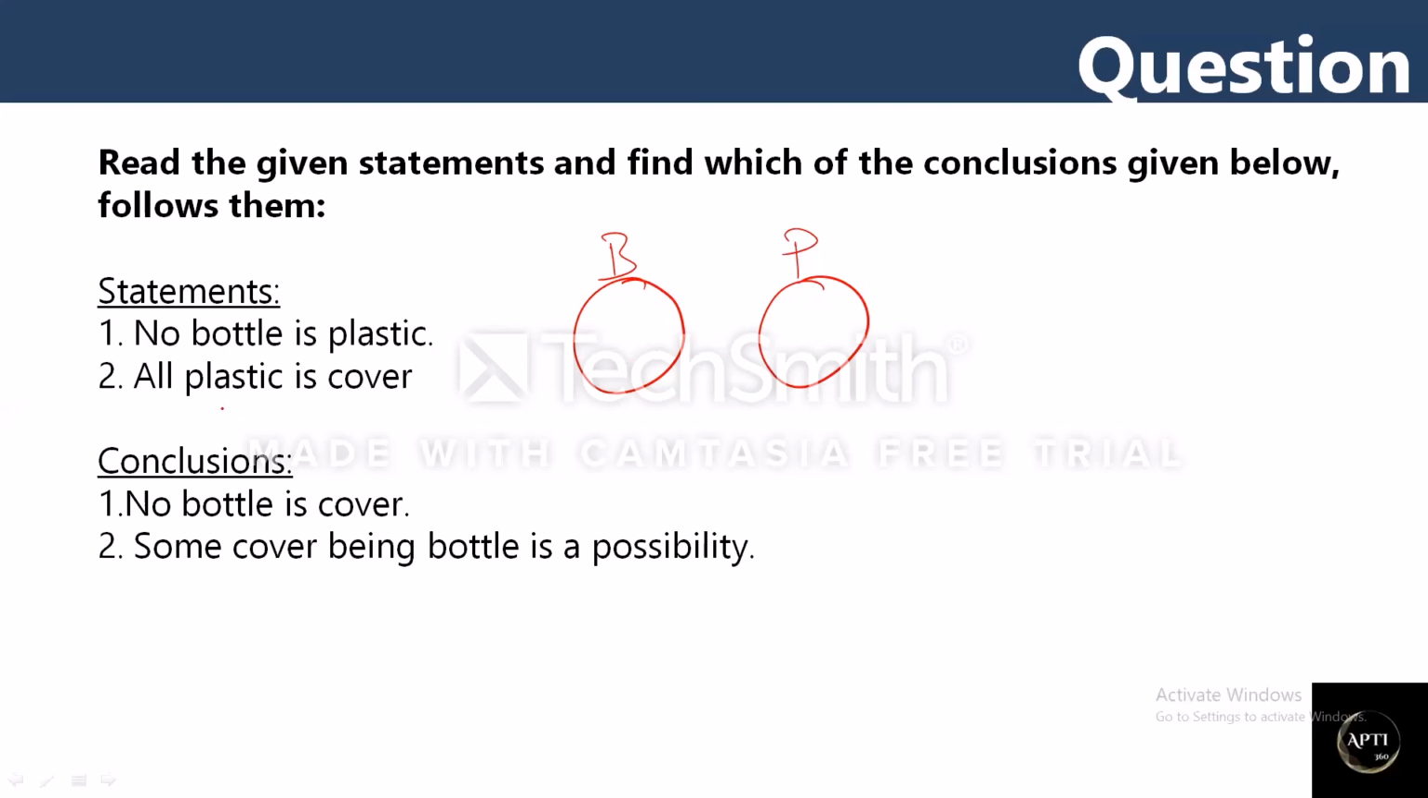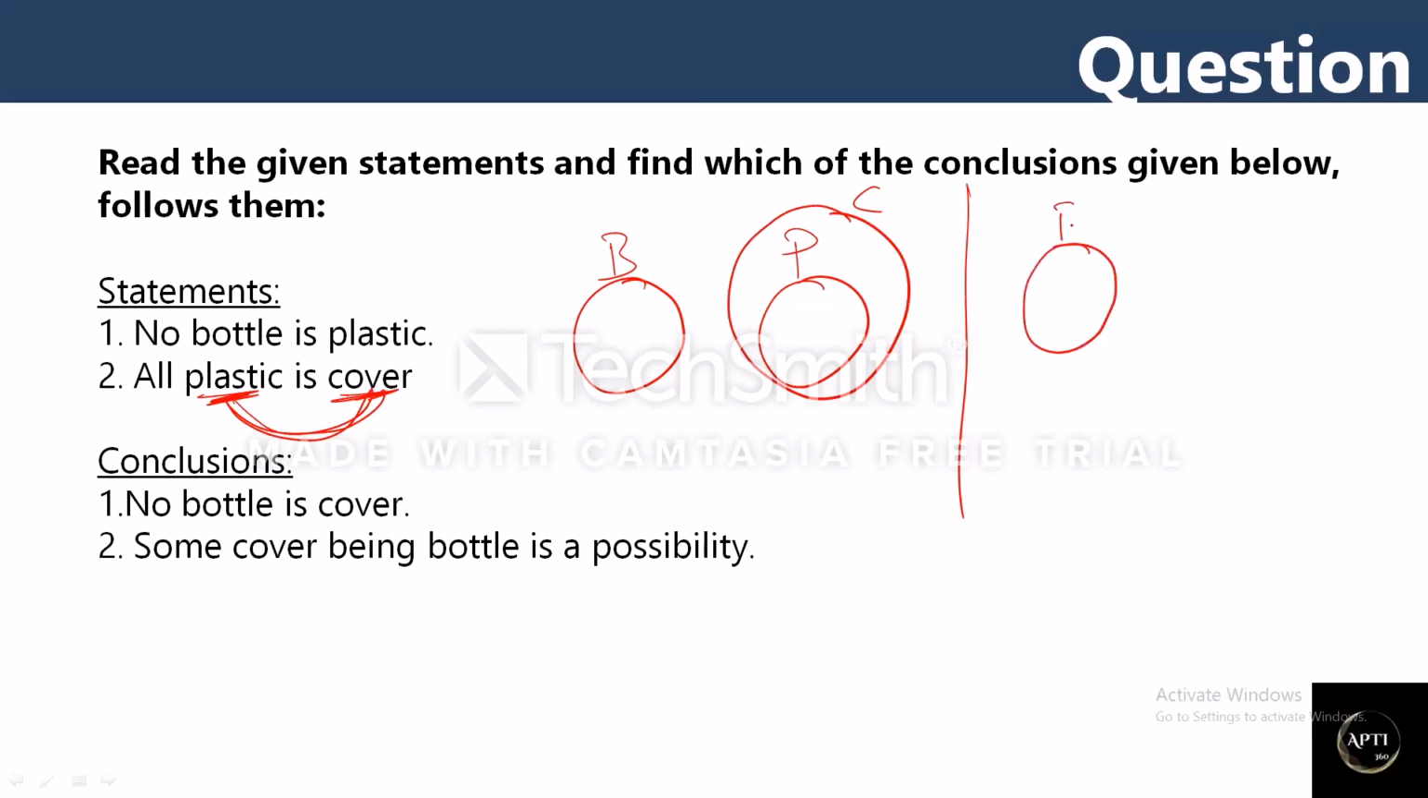Okay, next, all plastic is cover. All plastic is cover means the entire plastic circle should be inside the cover. Now here I'm not disturbing anything. If you observe the second statement, all plastic is cover, I'm drawing the Venn diagram between cover and plastic. Am I disturbing any bottle circle? No. Okay, so this is the minimum case. And what is the maximum case? What's the first statement? In the maximum case also, no bottle is plastic.